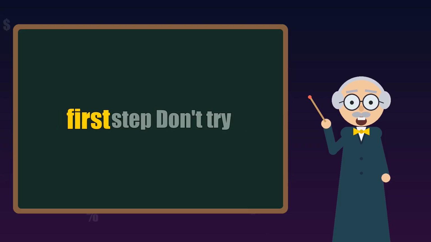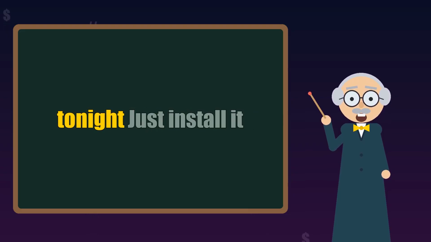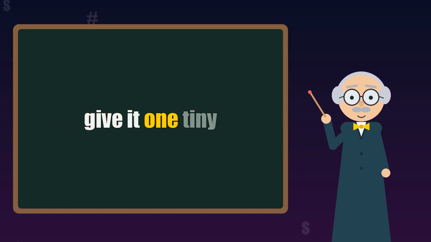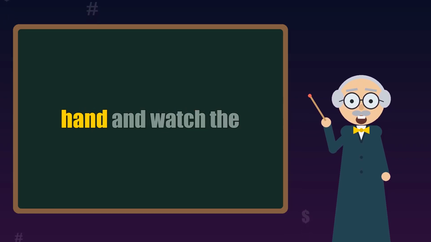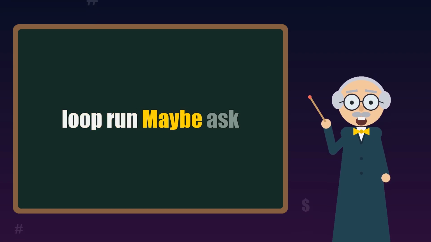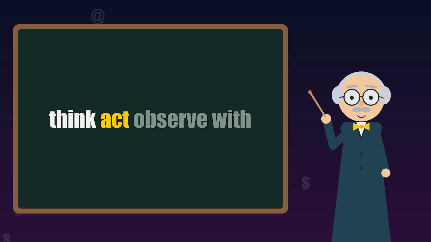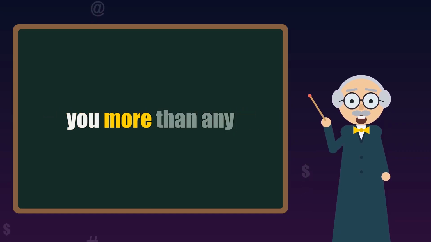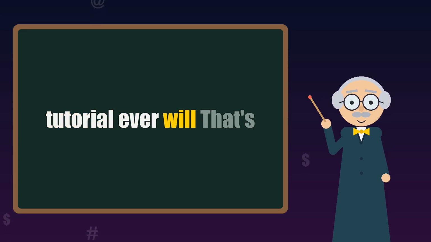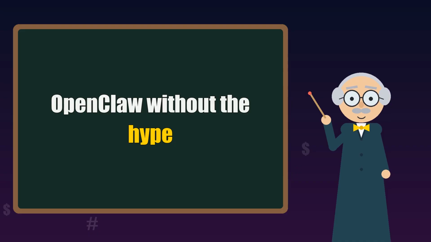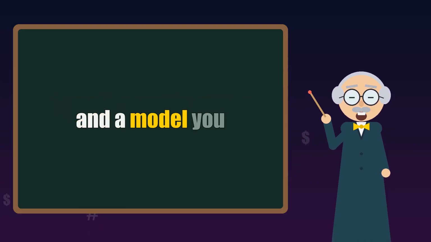So what's your realistic first step? Don't try to build a business tonight. Just install it. Give it one tiny task you already know how to do by hand, and watch the loop run. Maybe ask it to rename a batch of files. Seeing think, act, observe with your own eyes teaches you more than any tutorial ever will. That's OpenClaw without the hype. A loop, some tools, and a model you control.